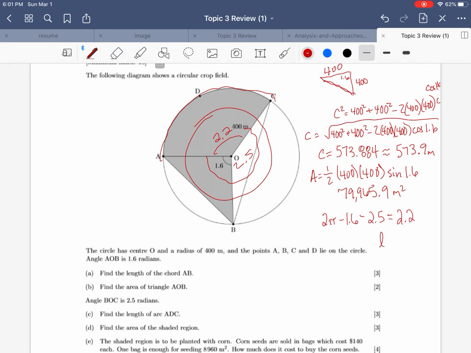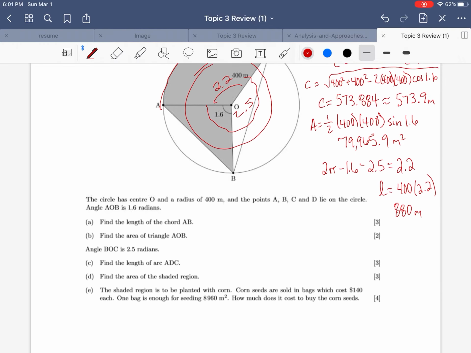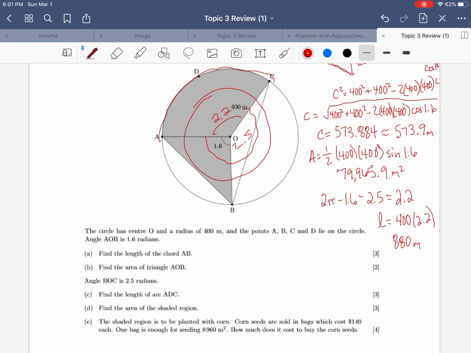We know the length of an arc is equal to the radius times the angle, theta. So 400 times 2.2 is 880 meters. Okay. And then it says find the area of the shaded region.